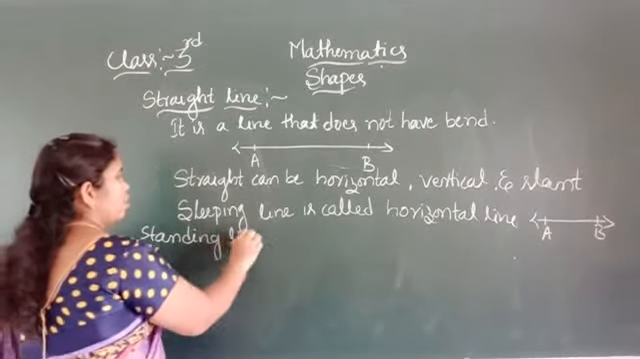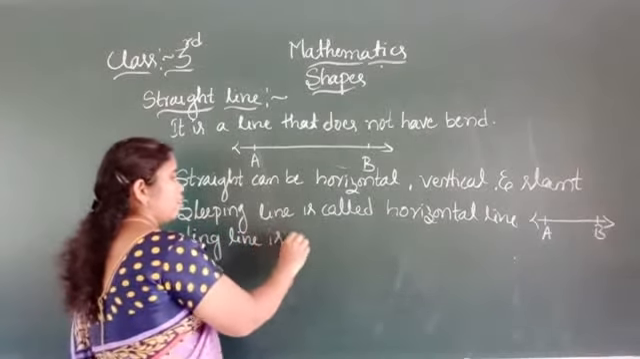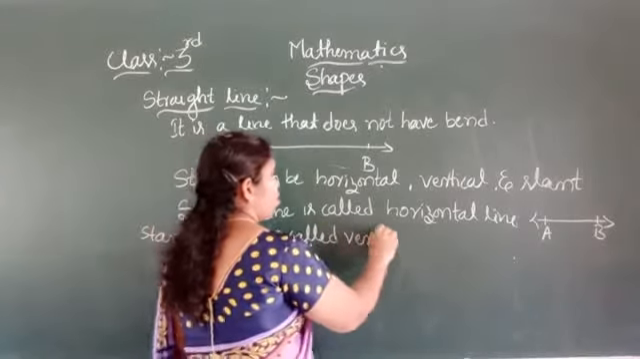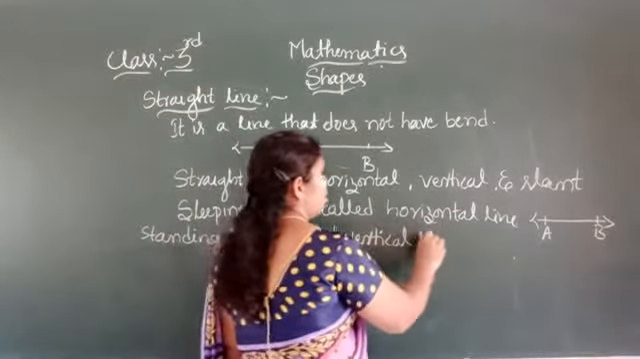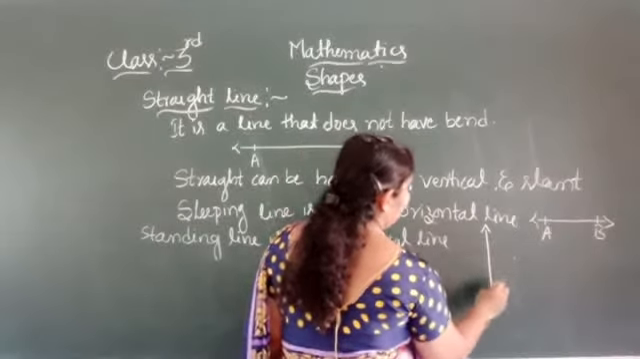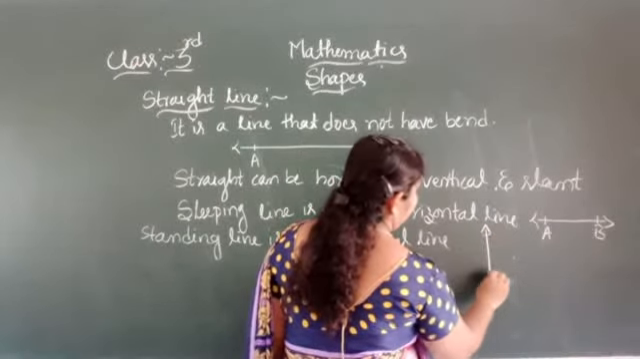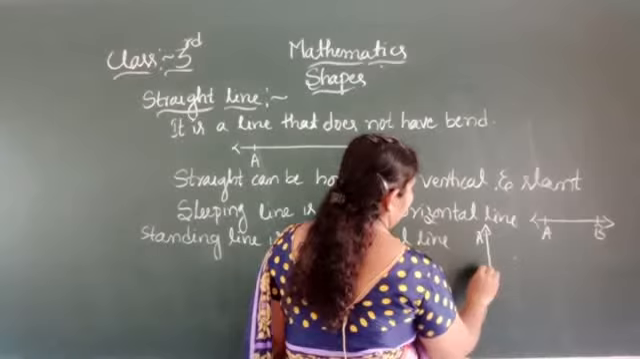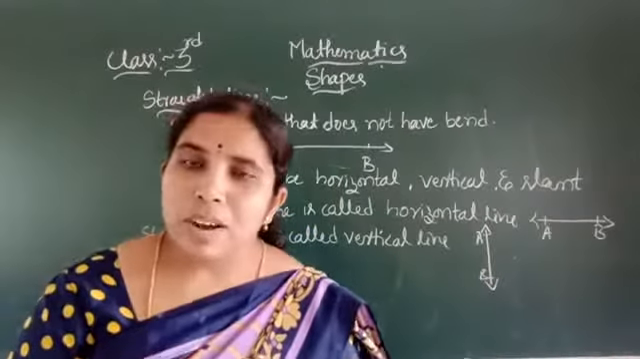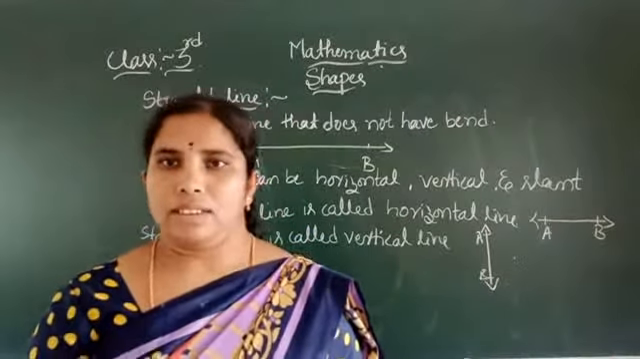Standing line is called vertical line. How is it? See, like that. This is the standing line. It is also called vertical line.